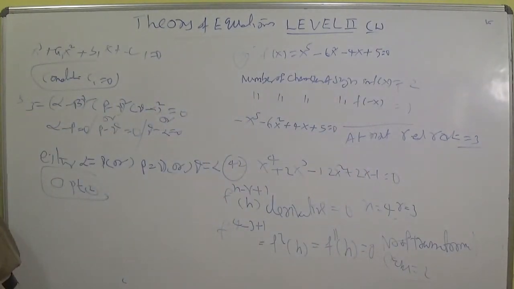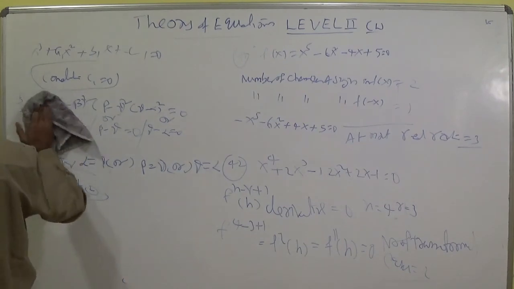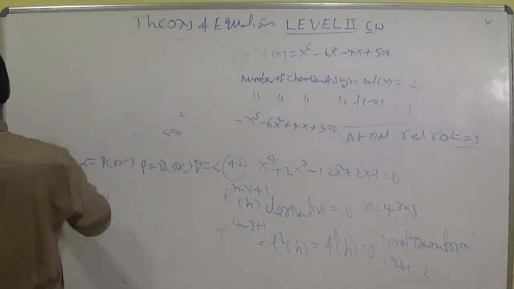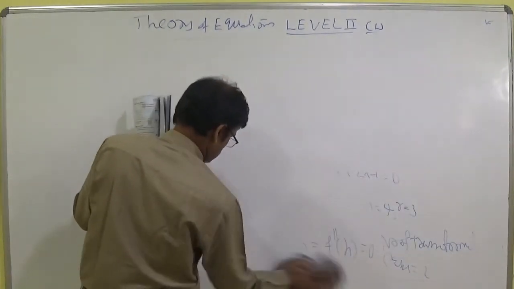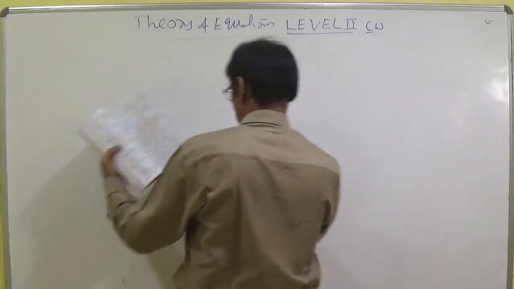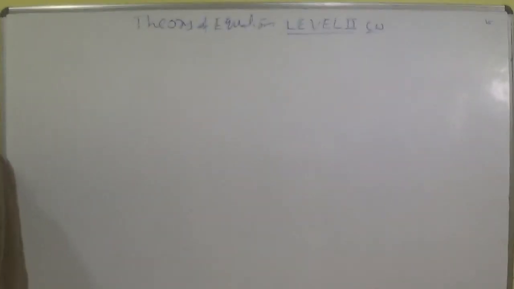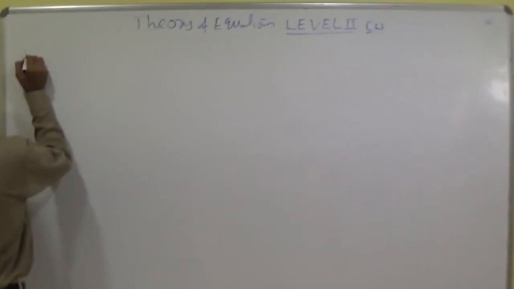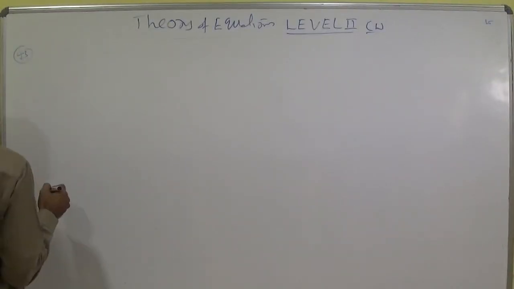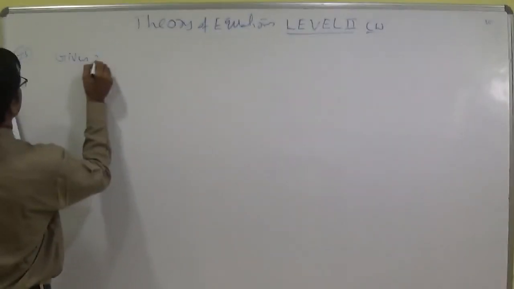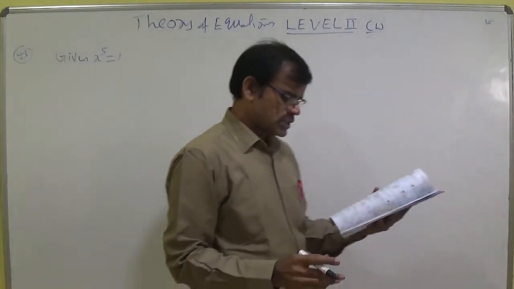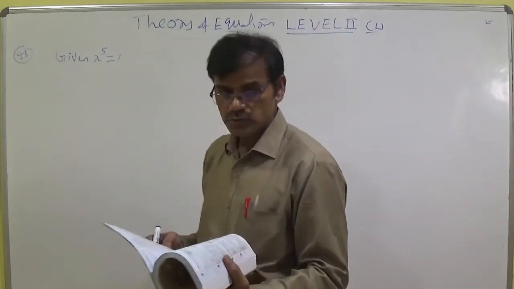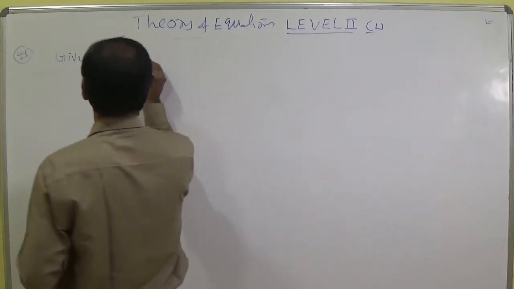Next, 43rd question. Alpha is an imaginary root of x power 5 minus 1 equal to 0. Given x power 5 equal to 1, you take it, it is better. x power 5 is equal to 1. Then the equation whose roots are alpha plus alpha power 4 minus.